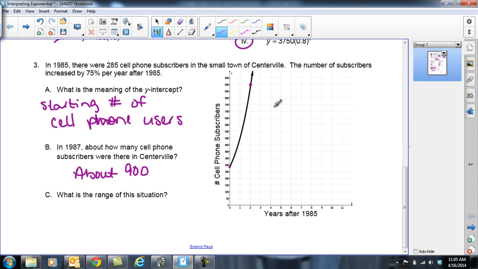Now for the range of this situation, we're looking at Y values. So we're looking at cell phone subscribers. Well, it started at 285. And then it increases forever. We don't have a stopping point. It's just going to get greater and greater and greater. We don't know where to end because this only goes to 11 years after 1985, but we're way past that now. So what we're going to say is that Y is all numbers greater than or equal to 285 because it starts at 285 and then just continues to get bigger. So that's exponential functions.